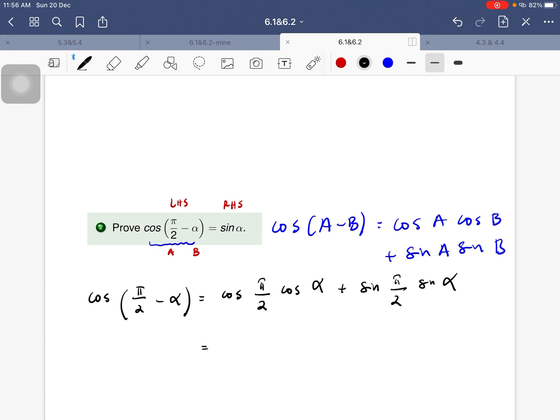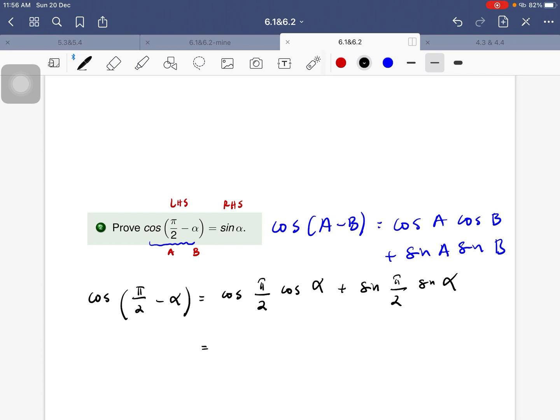Of course, you can simplify this. Using your calculator, you can figure out what cos pi over 2 and sine pi over 2 are. It's actually a special angle as well. If you have a table you can refer to, you can use the table or the calculator. The calculator would be the easiest way. But remember, before that, you have to change your calculator to radian unit. It should not be in degree, but in radian.